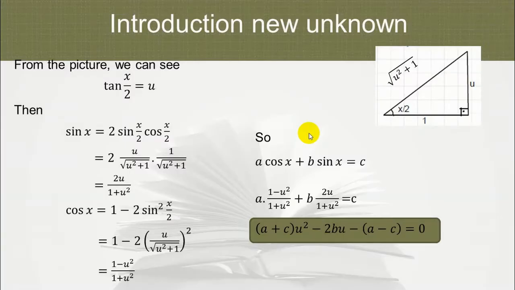Okay. Now we are using the second method. The name is introduction of a new unknown. From the picture, we can see tangent half x is equal u.